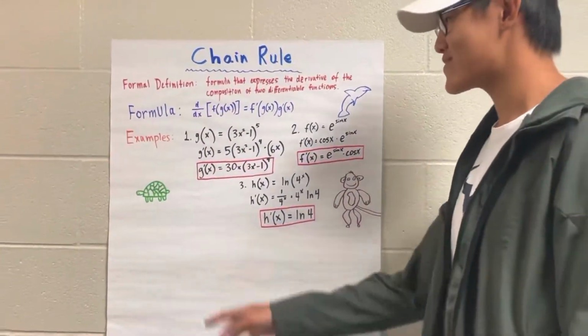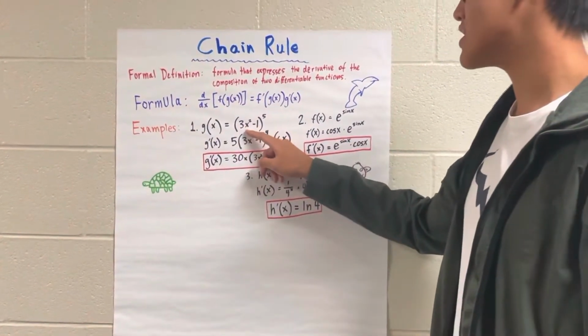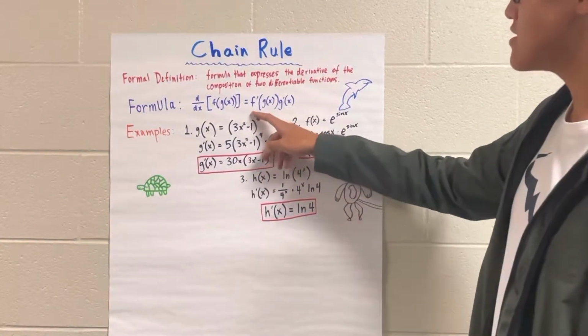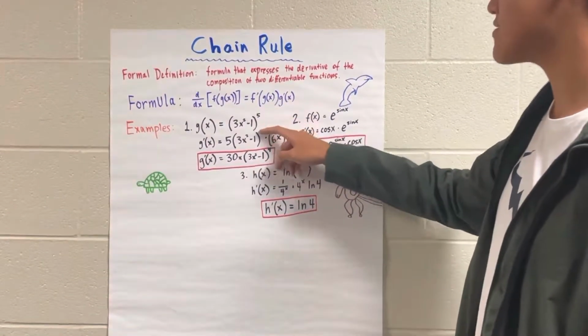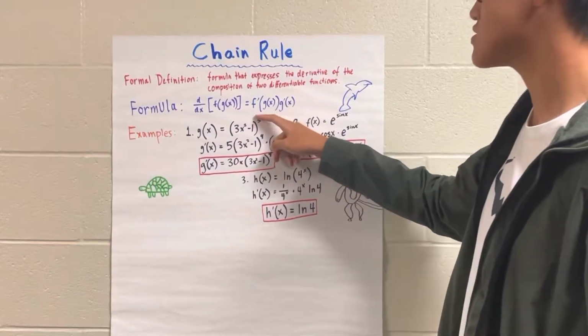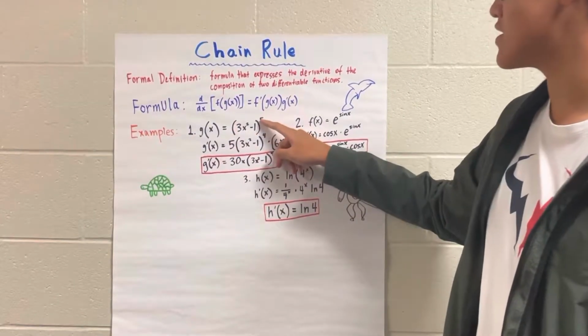So for our first example, g of x equals (3x squared minus 1) to the power of 5. Knowing that the power of 5 we can count as the outside function, we need to ignore the inside function first and find the derivative of the outside function. So what we can do is take this and place it as a coefficient and then subtract 1 from the power.